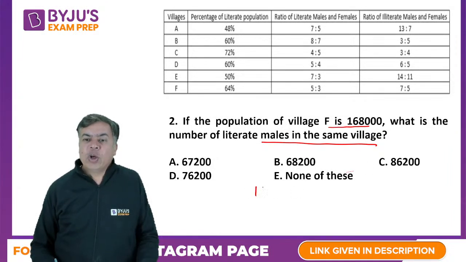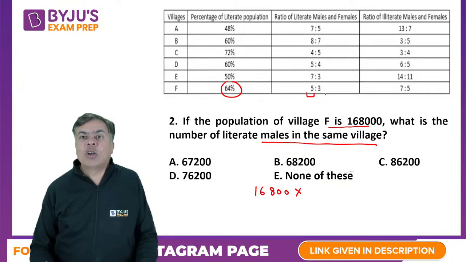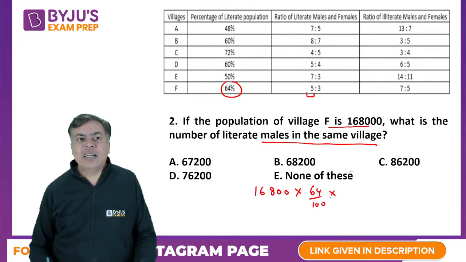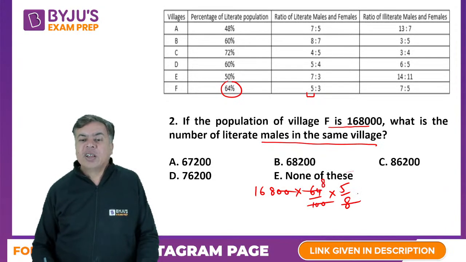Why am I saying that? 16800, right? The literate population is this. Out of this, males are 5 out of 8. So 64%, 5 out of 8 are male. So 100 cancels, 8 into 8. So it is 168 into 40.